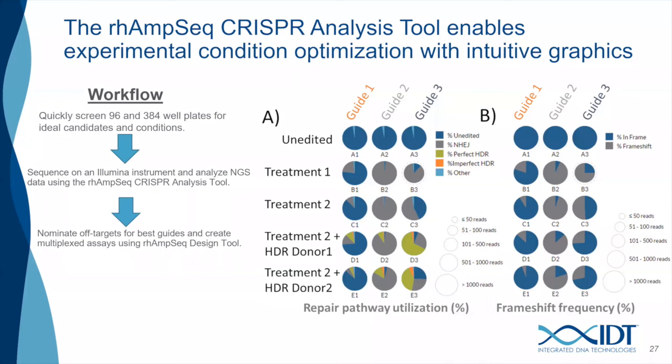The size of the circle determines how many reads were associated with that particular NGS sample. It highlights if the samples are edited, what percentage are edited, if there's a frame shift that's occurred, and if you have an HDR template in there, what level of perfect HDR. So it's just a really quick way to look at that, and then you can look into more detail at actual allelic information as well.